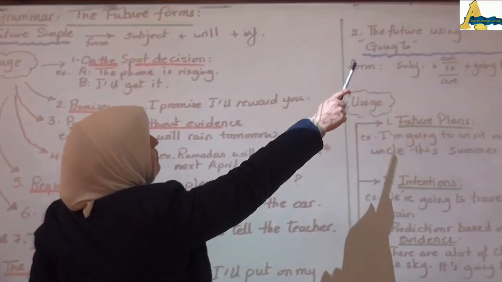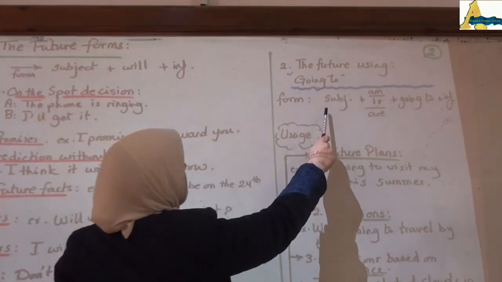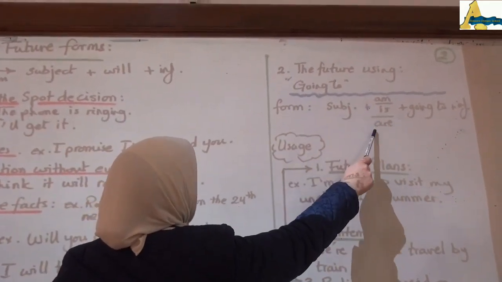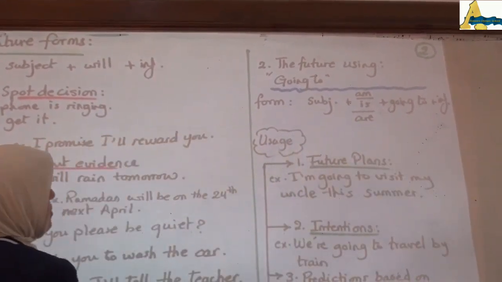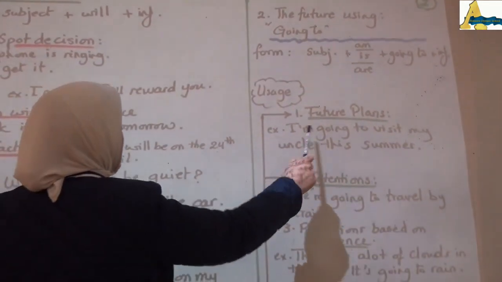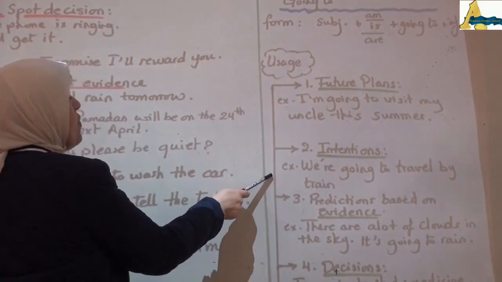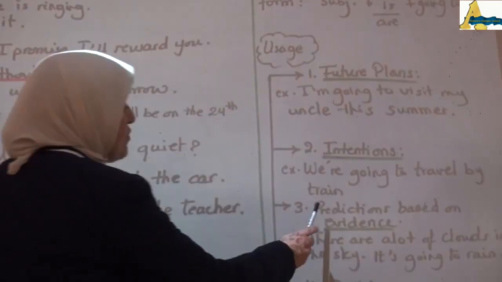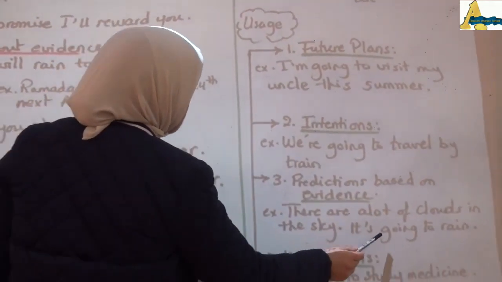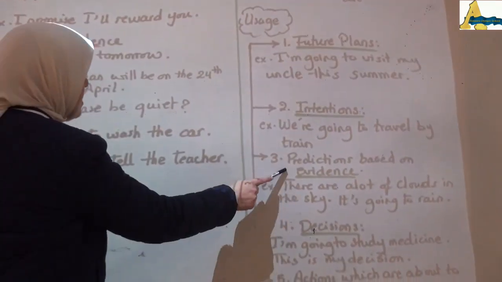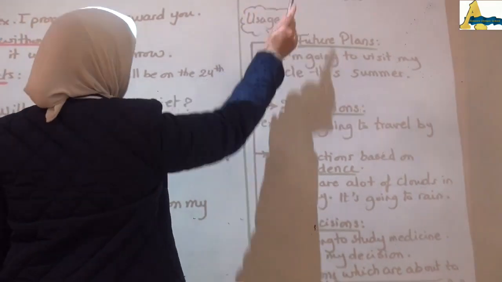The next one is the future using going to. Using going to, the form is supposed to be using the subject, am, is, or are according to the subject being used, going to plus the infinitive. The usage or the cases, as I said before: the future plans, I'm going to visit my uncle this summer, this is my plan. My intention, we are going to travel by train. Predictions based on evidence, there are a lot of clouds in the sky, it is going to rain. So the evidence here is going to get me to use the future using going to.